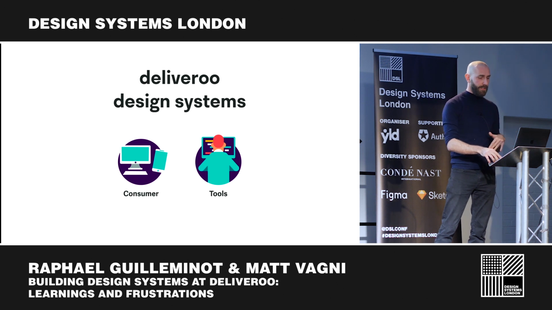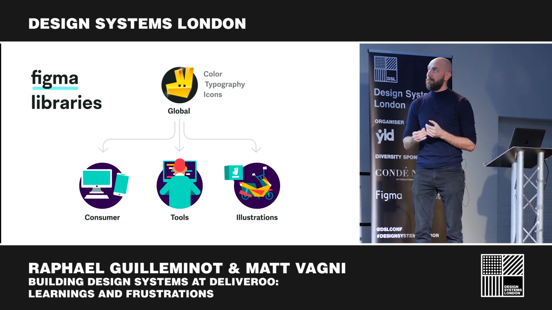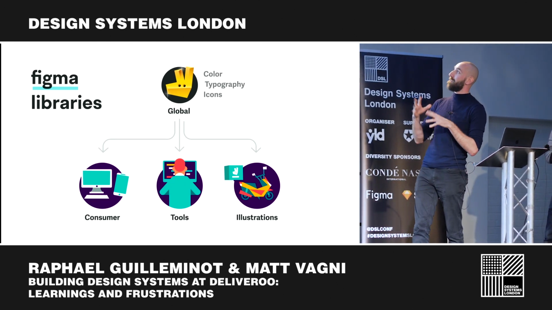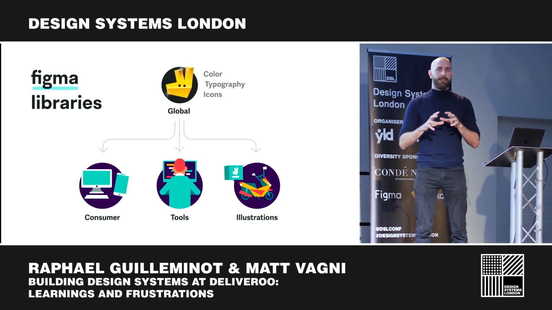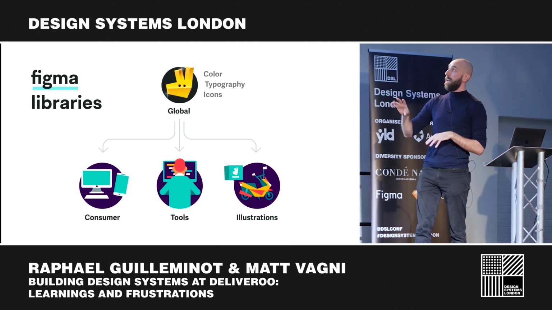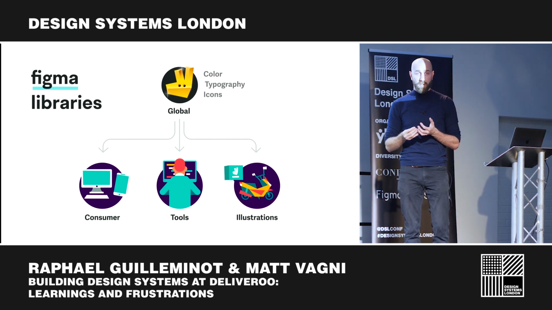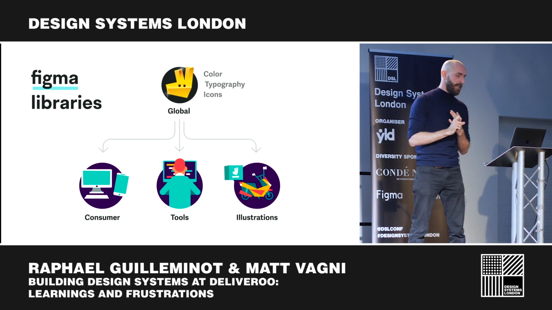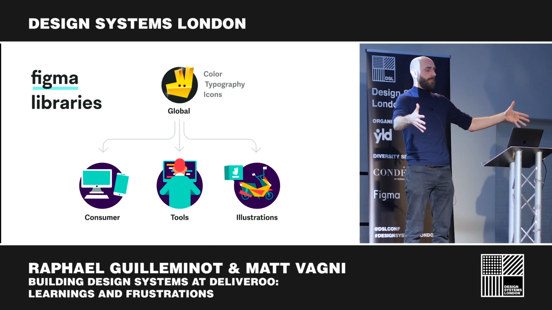The way we have structured it internally, we recently made the switch to Figma. We're pretty happy with it. The thing that's really great about the way Figma organizes its libraries is that it allows you to separate concerns. So we have a global library that deals with effectively all of our tokens. So typography, colors, icons, things of that nature. And then that feeds into all of our other sub-design systems.